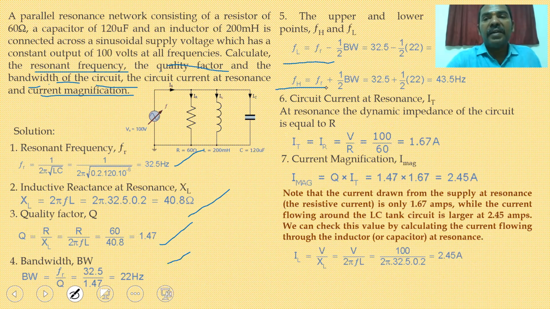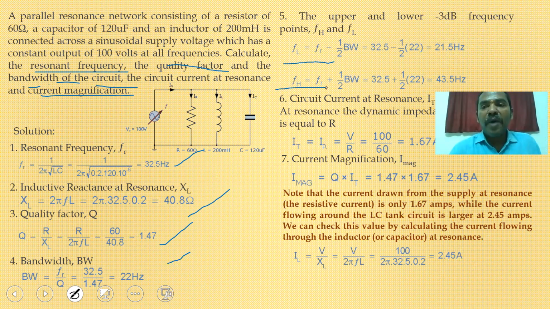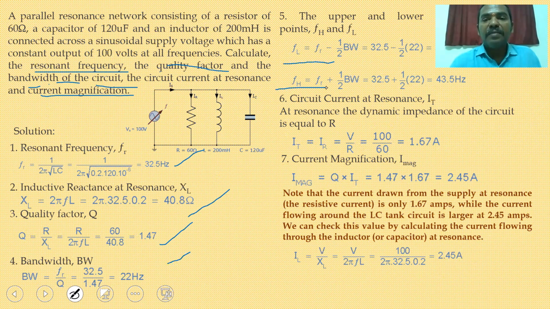So you can get 21.5 hertz. And similarly for the upper half power frequency, F2 is equal to F naught plus half times the bandwidth. So you can get 43.5 hertz.